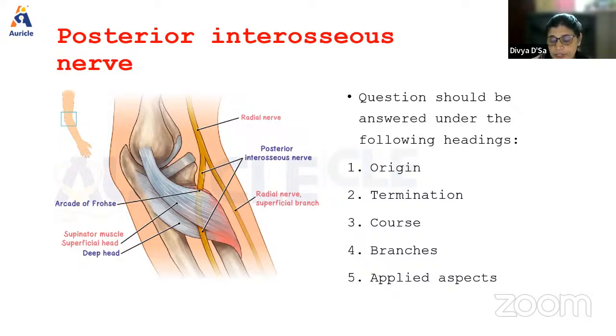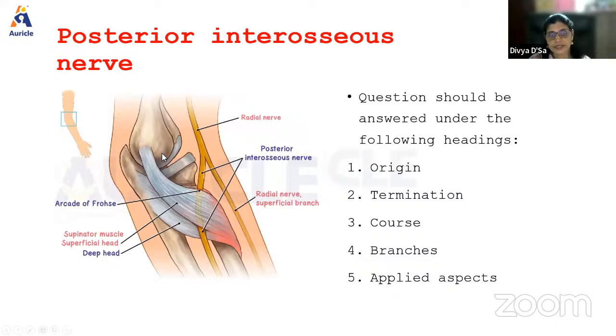The radial nerve, once it enters from the posterior compartment in the lower 1/3 of the humerus, will come from the posterior to the anterior part of the arm. Once it comes near the head of the radius, it will divide into two branches: a superficial branch and a deep branch. The superficial branch you will see as a content of the cubital fossa, whereas the deep branch will pass between the two heads of the supinator muscle.